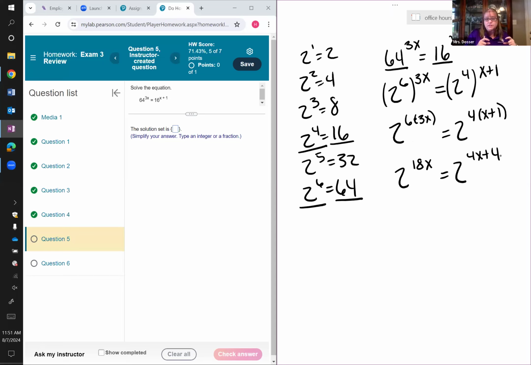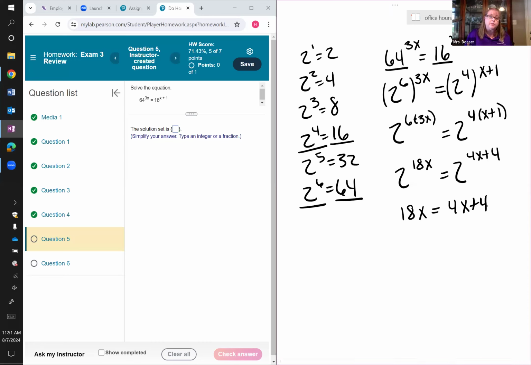And so if our bases are the same and we have equality, then our exponents have to be the same as well. If the overall answers are the same and the bases are the same, the exponents have to be the same. That means 18x has to be the same as 4x plus 4, which means we don't necessarily need those bases anymore. We can rewrite this as 18x is equal to 4x plus 4 because we know the exponents have to be equal to have equality.